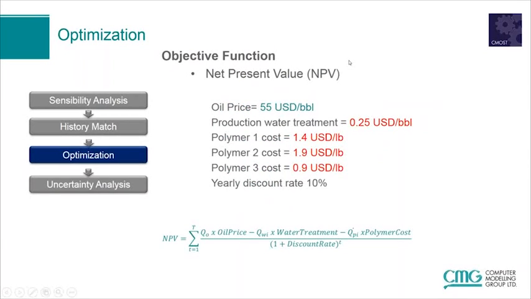Now the objective function was the net present value. CMOS has a built-in calculation of net present value. It's a fairly basic calculation, but can be quite useful. For this calculation, we used an oil price of 55 US per barrel, maybe a little bit high for today's prices, but that's when the study was done. There's a water treatment cost used, and then of course our different polymer costs, and everything was discounted at a yearly rate of 10%.